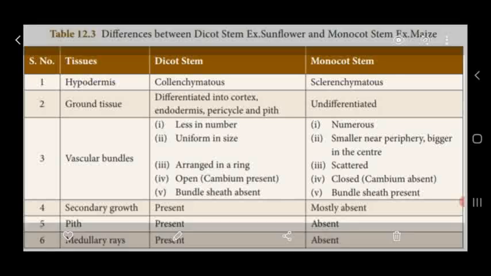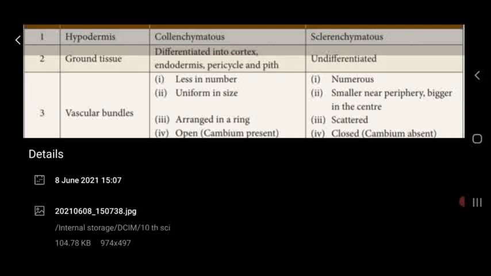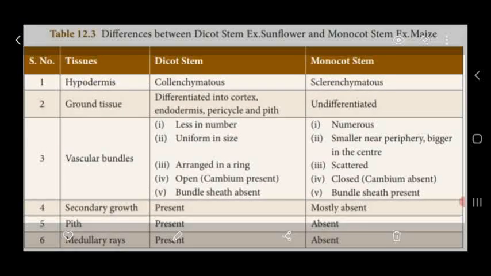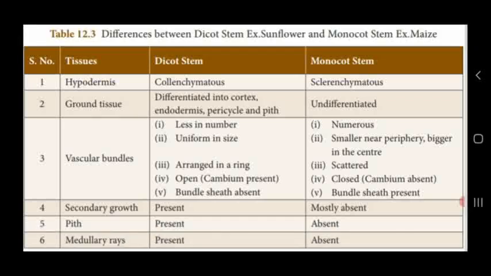Next one, secondary growth. Most probably secondary growth is present in the dicot plant only. So secondary growth is present, but in monocot stem, it is absent. Next one, pith. Pith is present in the dicot stem. That is, in the vascular bundle, at the center they have a prominent pith. Around the pith only, the vascular bundles are arranged in the form of a ring-like structure. But in the monocot stem, pith is absent.